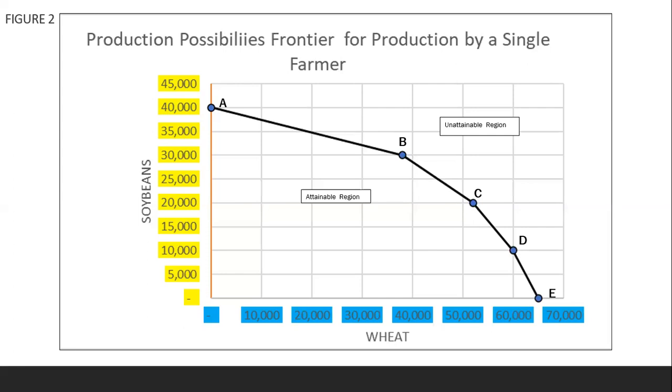As you can see at point A, he forgoes the production of 10,000 bushels of soybeans in order to produce 38,000 bushels of wheat. At point B, he forgoes the production of 10,000 bushels in order to produce an additional 14,000 bushels of wheat.